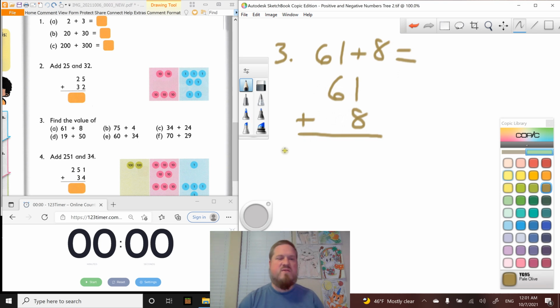Yeah, they want us to rewrite it vertically, so I was right. So you're right, 61 plus 8. And then you find the answer. So I've given you a head start on that one. And then I was looking at the book, so I assume you've already done this and you've gotten it. You add the 1 and the 8, and you get 9. You add 6 and nothing, and you get 6, 69.